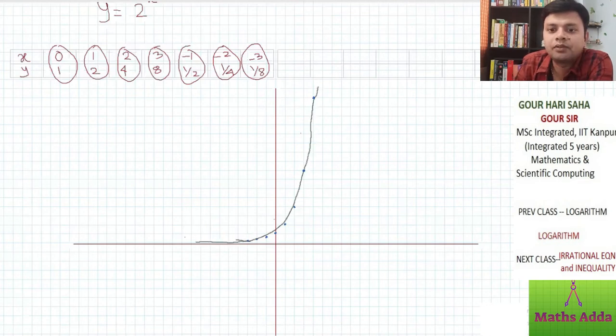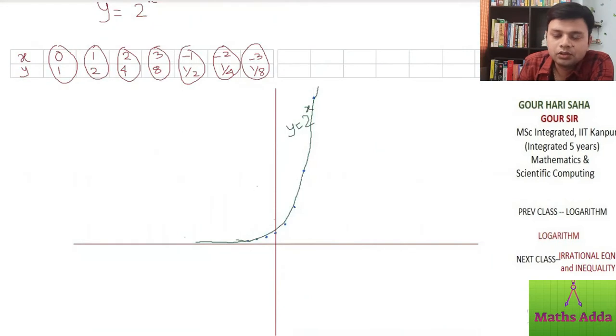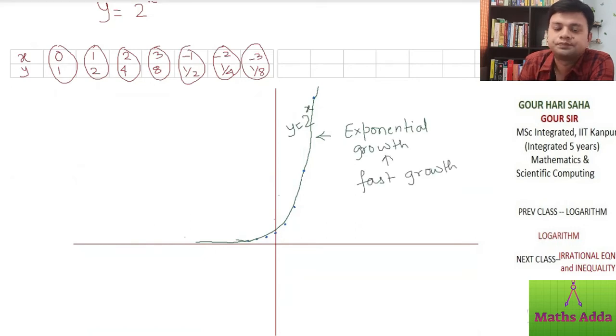This is the graph of y is equal to 2 to the power x. So you see this part, it increases very fast. I told you what this is. This is called exponential growth. So you have heard this term exponential growth. In normal life it means very fast growth. Okay. So we got the graph of y is equal to 2 to the power x. Here I have taken base is equal to 2.